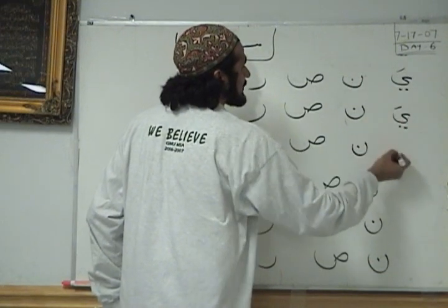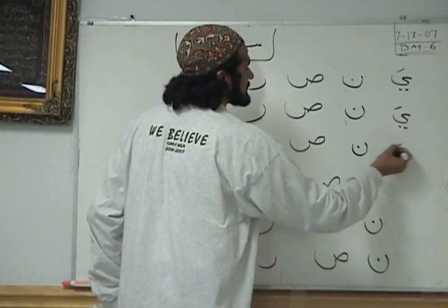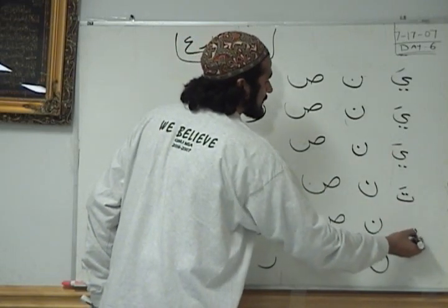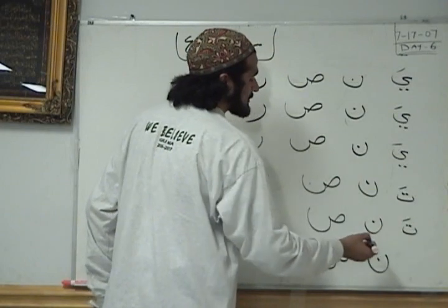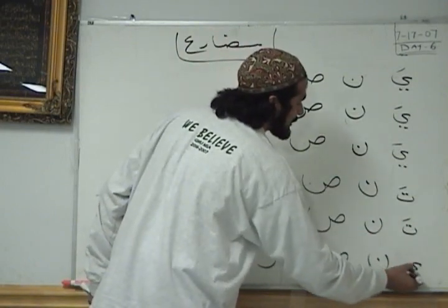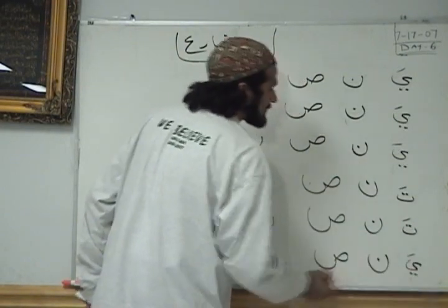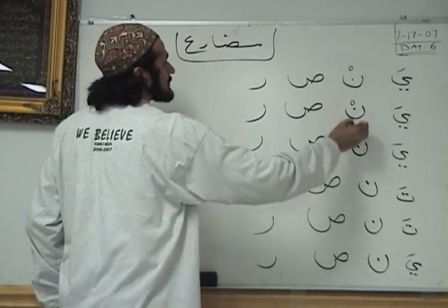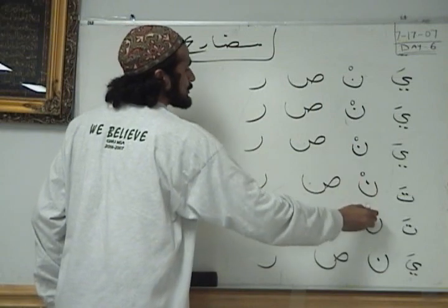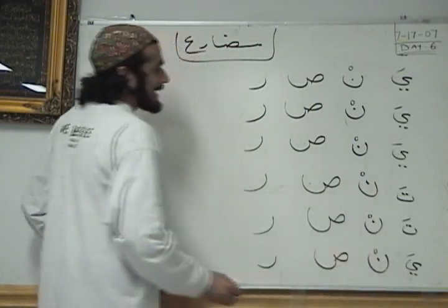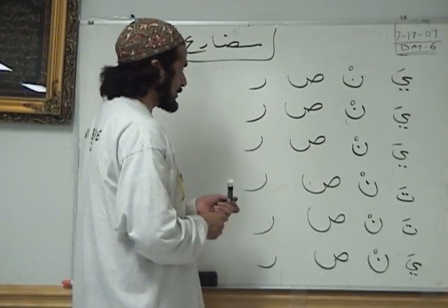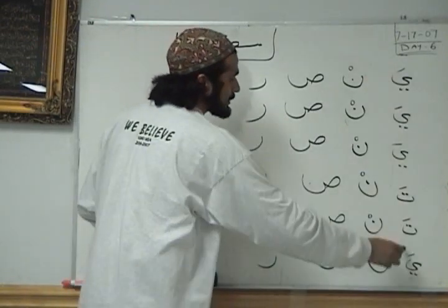Ya with a fatha. Ta with a fatha. And ya with a fatha. Okay? The noon has sukoon. So remember to do this. When you add whatever you add at the beginning, this is what you add.